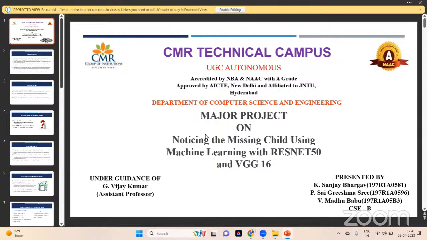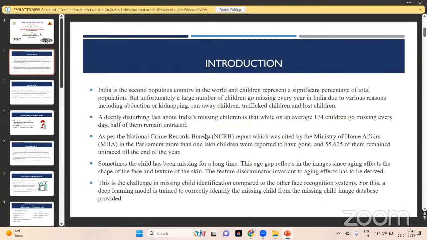If we go over the introduction or overview of this project, India is one of the most populous countries, taking China as the most populated country, India is the second most populated. The main problem is that many children go missing every year. In a survey, almost 1 lakh people go missing every year, and of those, 55,000, almost half of the children who go missing, are untraced.